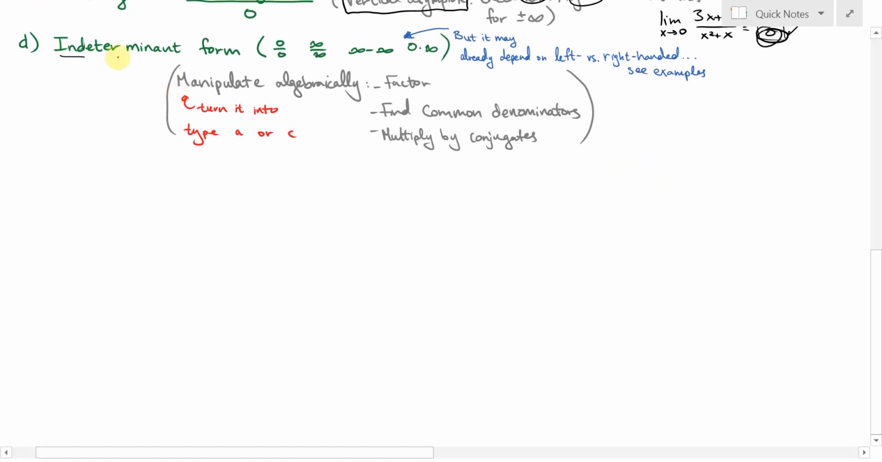is the case of an indeterminate form. What happens when both the numerator and the denominator are 0? Or what happens when they're both infinity? Or what happens if you end up with infinity minus infinity? Or 0 times infinity? And this kind of makes sense.